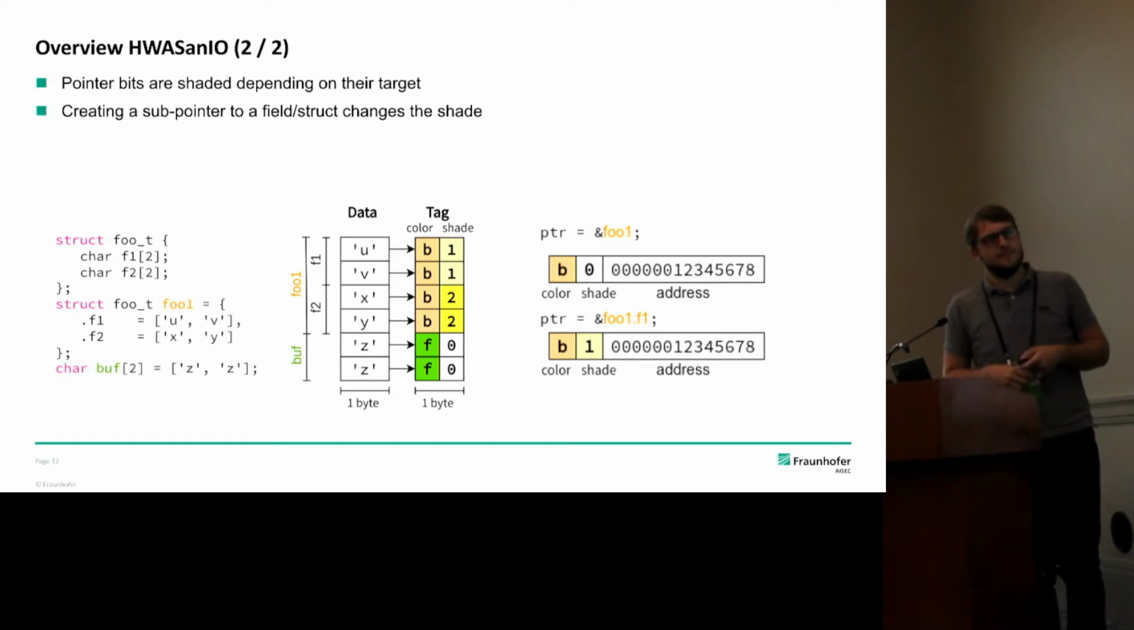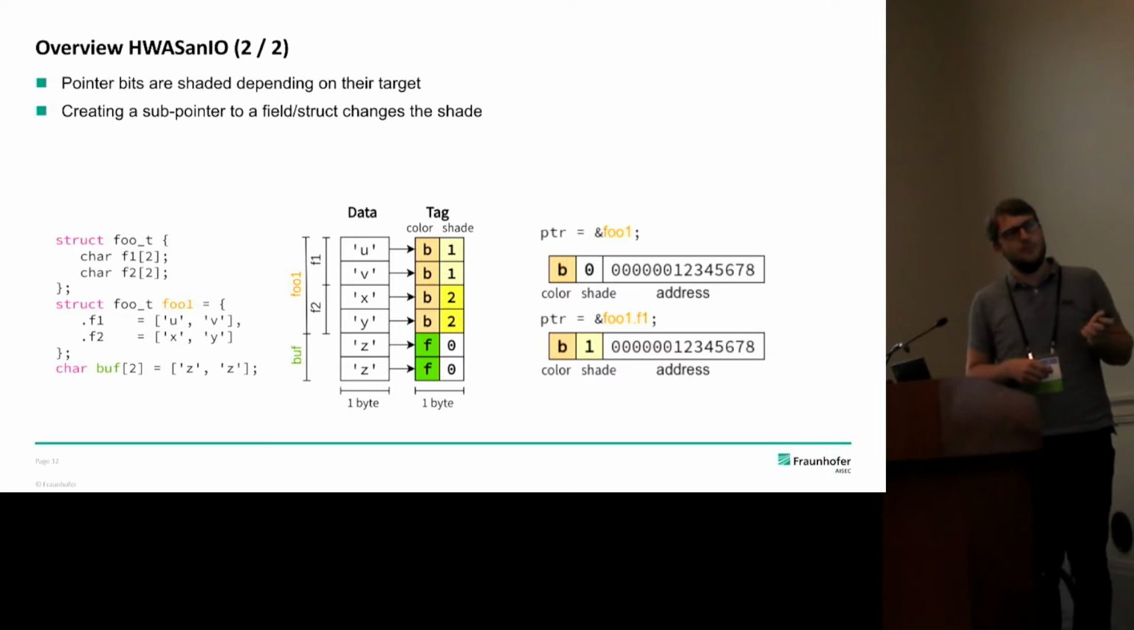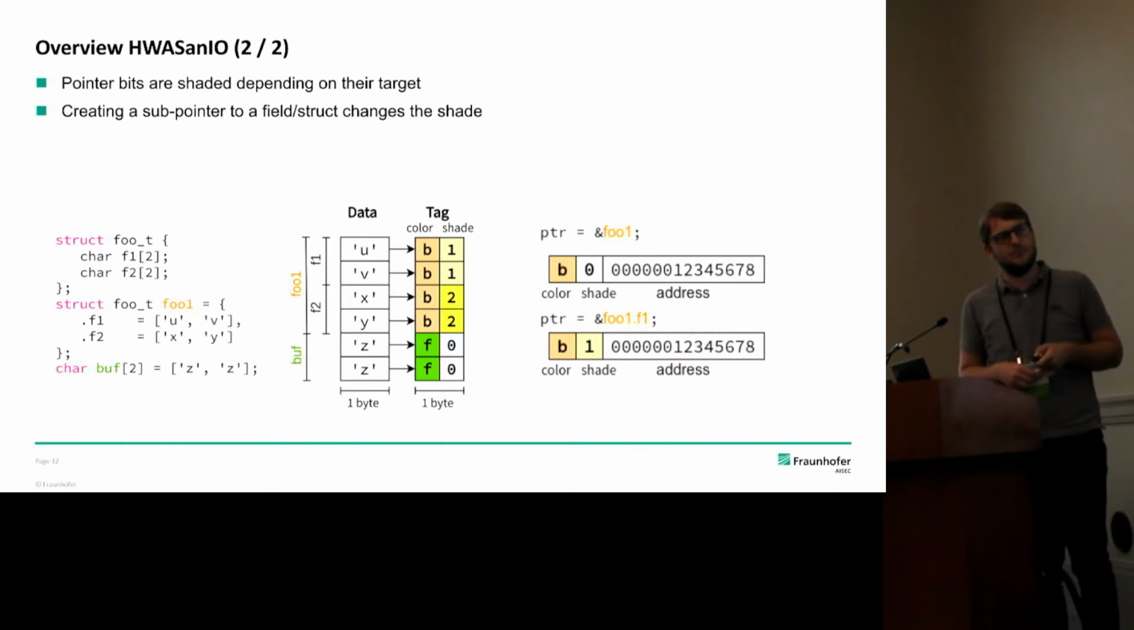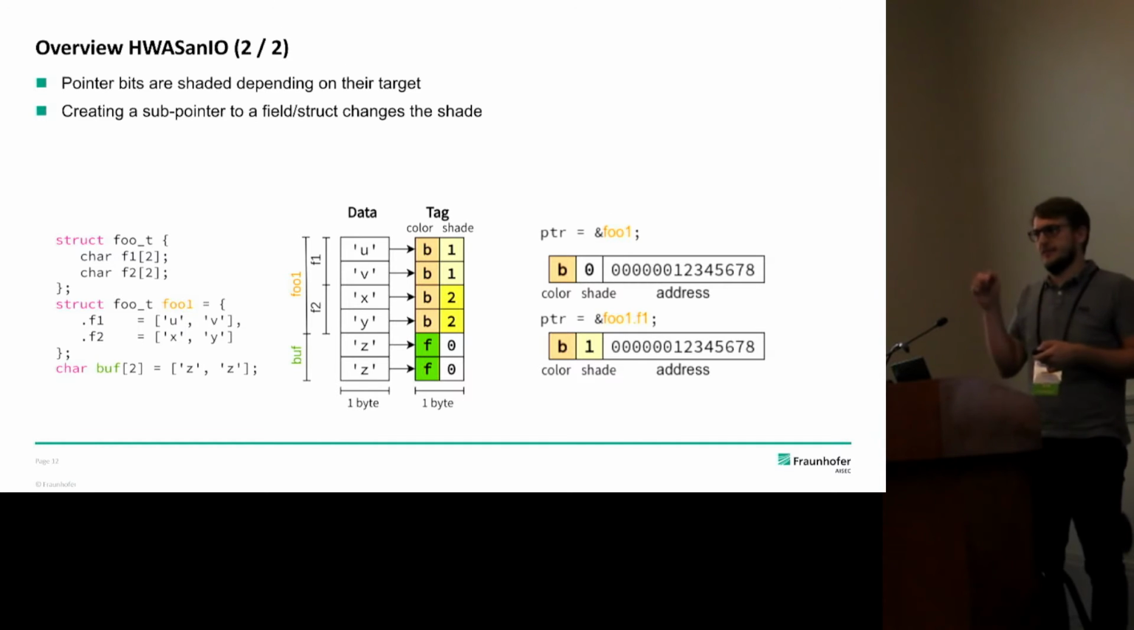Another mechanism we have is that at some point we will run out of shade values. So if it has more than 2 to the power of 4 fields, we just start again at the 1 value.